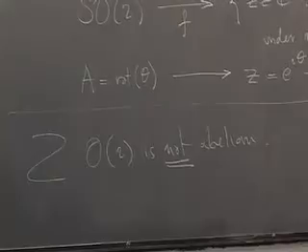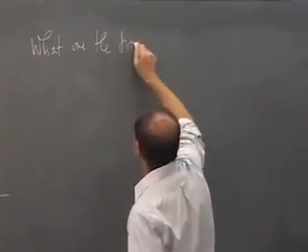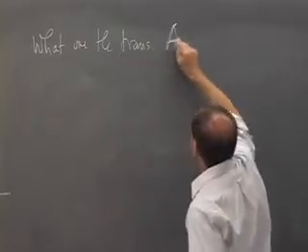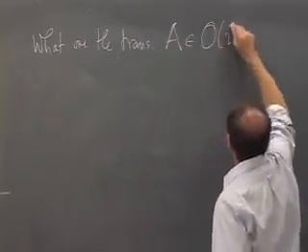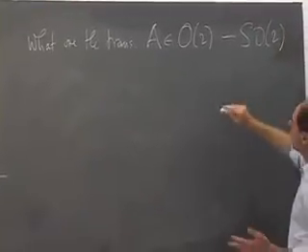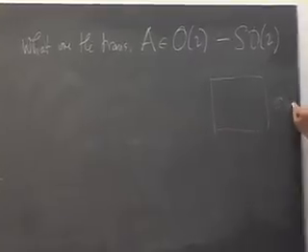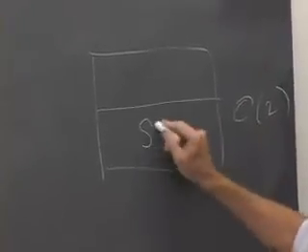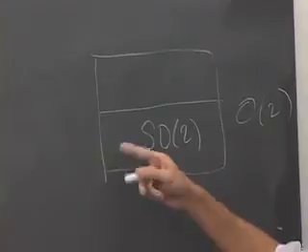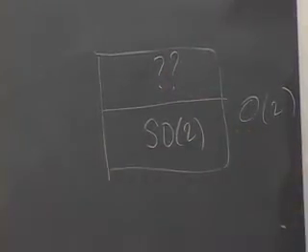So now, what are the transformations A in O2 minus SO2? This group has two cosets, right? Here's O2. Here's the subgroup SO2. We now know that they're all rotations by an angle theta. What's in the non-trivial coset? What are the things that have determinant minus 1?